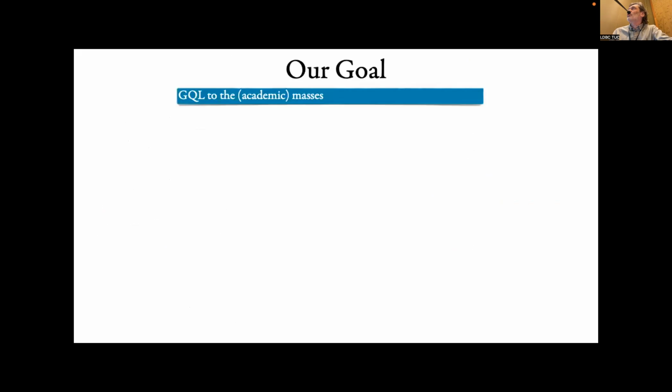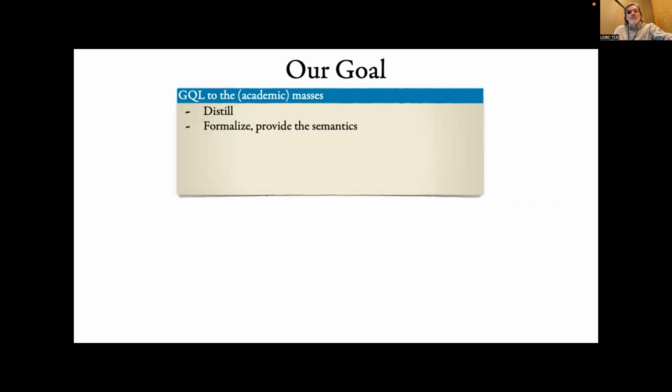Okay, so what's our goal? We want basically to be equal to the masses, but the masses of academics. So what we want to do is distill the standard. We want to formalize it. We want to provide the semantics so that people would actually know what things mean, rather than reading what's called general rules, which is good for implementers, but not so good if you actually want to do research on that. And obviously, we do initial results because we also want to publish papers.